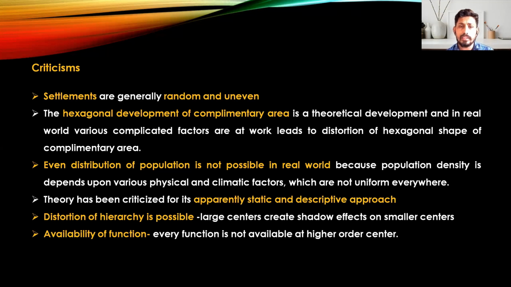In the real world, various complicated factors are at work, and that leads to distortion of the hexagonal shape of the complementary area. For example, according to him, there is a flat and limitless plane. But in the real world, a flat or limitless plane is very difficult to find because of mountain barriers or cultural barriers that disturb the hexagonal shape. Even distribution of population is also not possible in the real world because population densities depend upon various physical and climatic factors, and these are not uniform throughout the world. That's why it is impossible to have an even distribution of population.